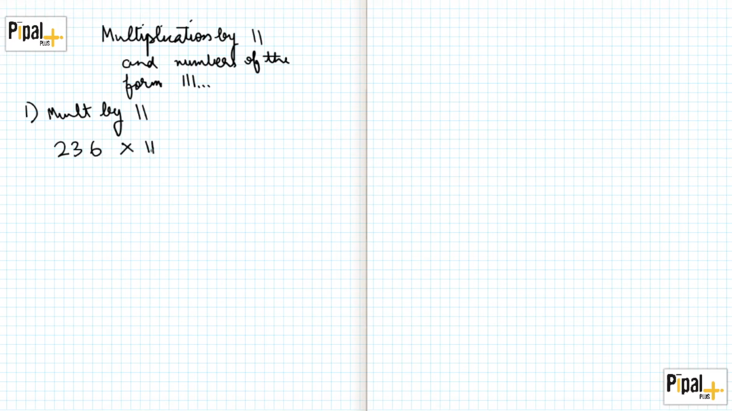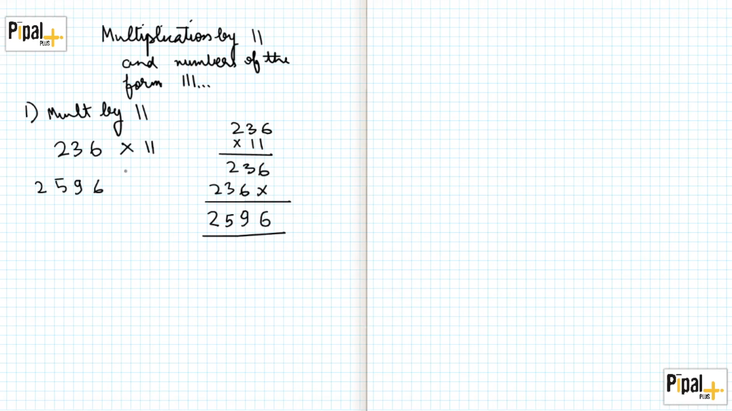And multiplied by 11. You would recall from your traditional multiplication methods that you write 236, then you write 11 like this, and then you multiply the units digit of 11, which is 1, by 236, so you get 236. Then you put a cross here, and then you multiply the tens digit and you get 236 again. So the end result is 6, 6 and 3 is 9, 3 and 2 is 5, and then 2.